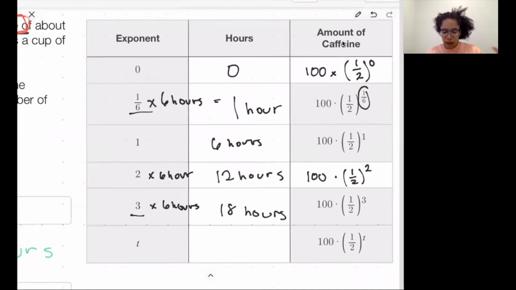Okay, and then T, well, we've already talked about T. T is a variable. It can be replaced with any number really that we're looking for. It just depends what time frame we're trying to look at. So T is representing T hours. So then we move on to the next slide.